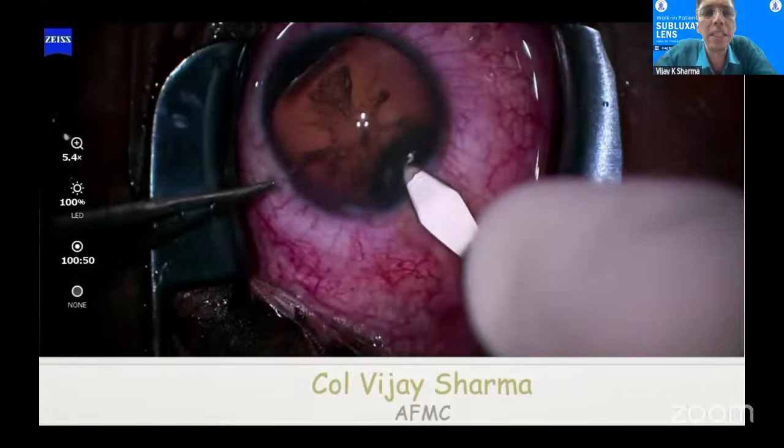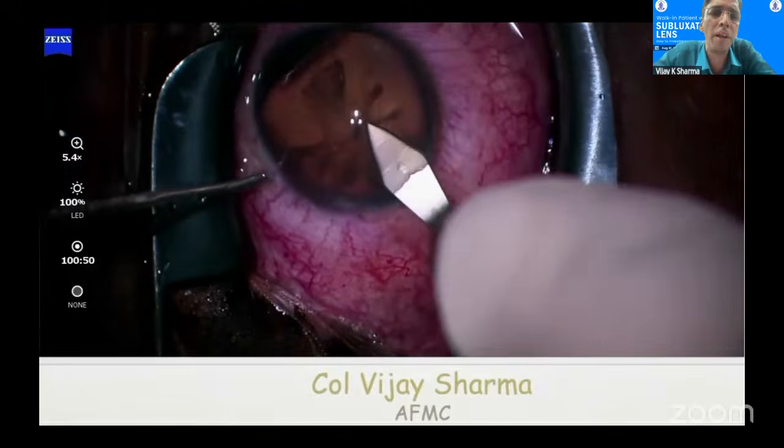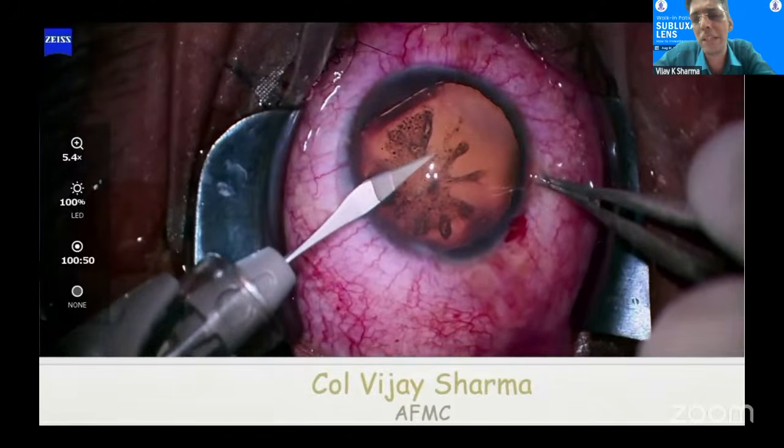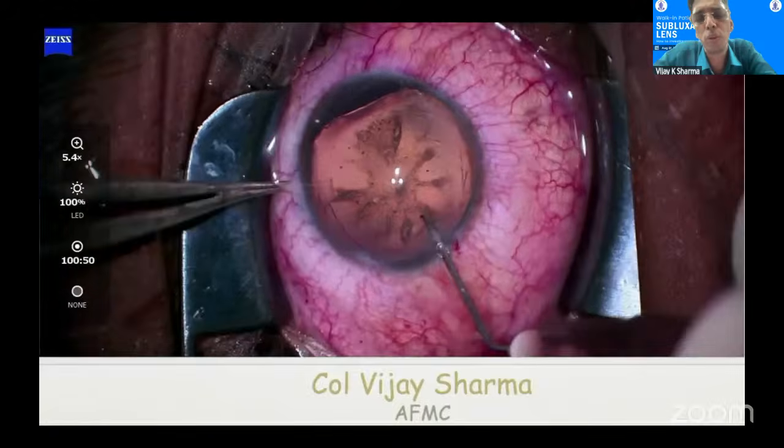Now, this is another case which was presented by Dr. Rimil. Here you can see, following a blunt trauma, there is a rosette type of cataract and also subluxation.